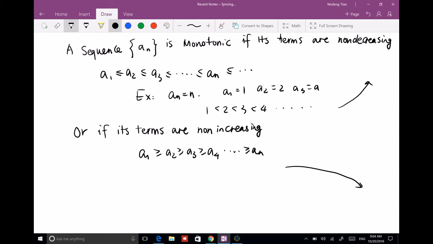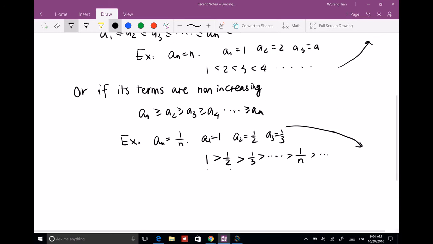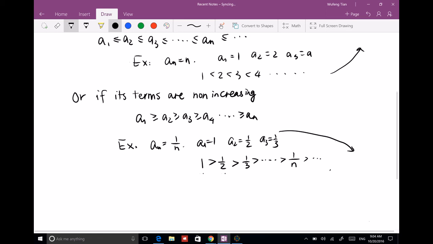But it's decreasing, okay? And we can also look at the example AN equals 1 over n. So A1 equals 1, A2 equals 1/2, and A3 equals 1/3. You can see this sequence is 1 bigger than 1/2, A1 bigger than A2, bigger than 1/3. It's always bigger than the next one. It's non-increasing. So this is the monotonic sequence definition.